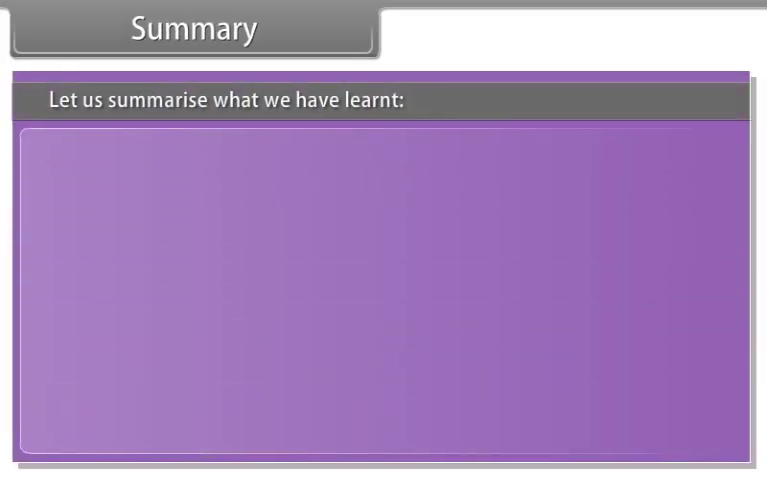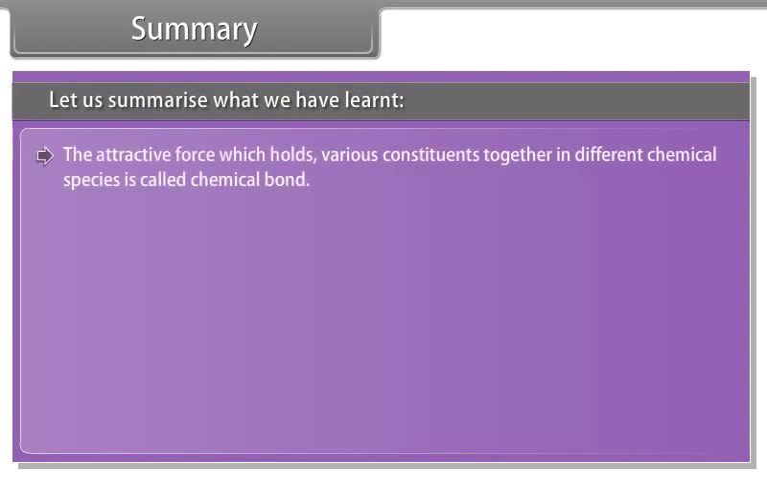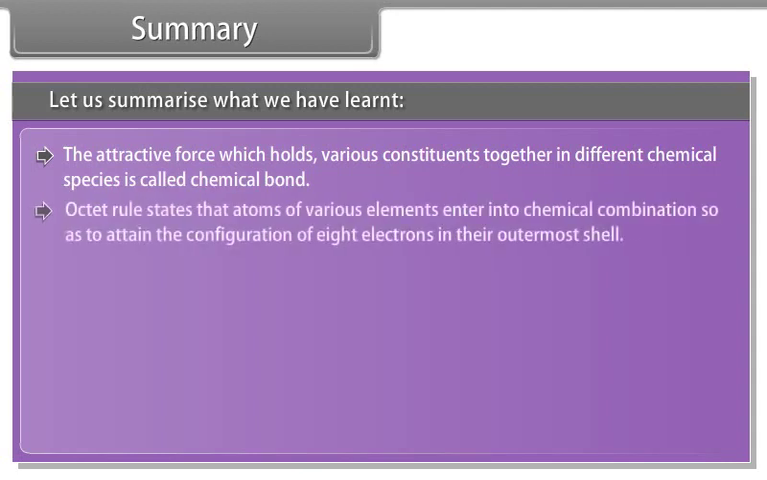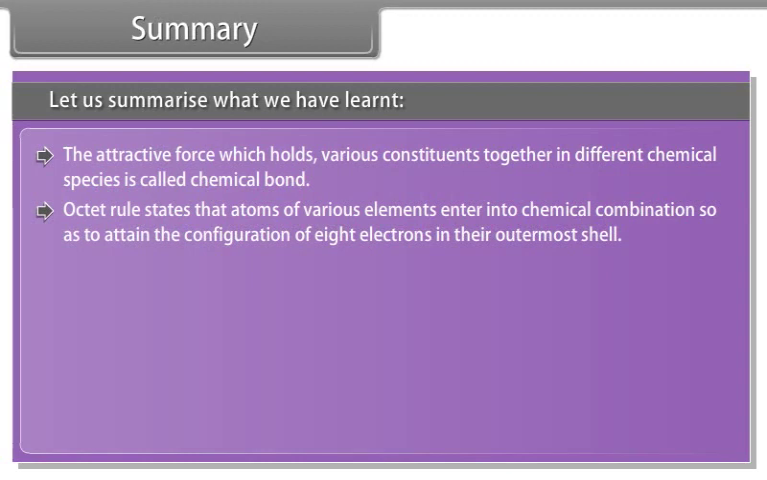Summary. Let us summarize what we have learned. The attractive force which holds various constituents together in different chemical species is called chemical bond. Octet Rule states that atoms of various elements enter into chemical combination so as to attain the configuration of 8 electrons in their outermost shell.